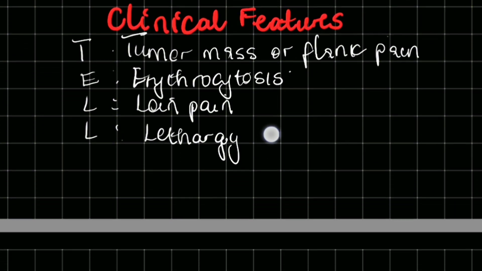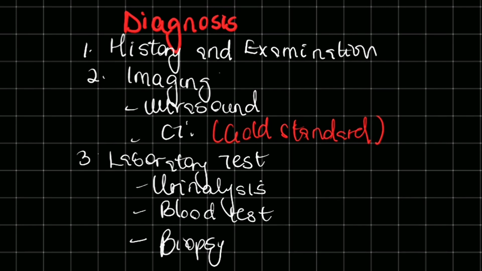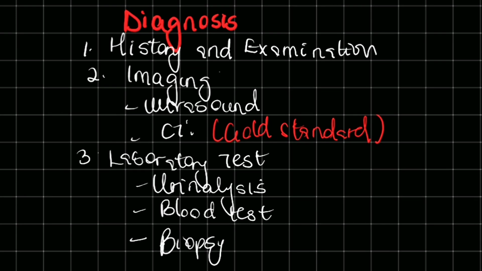Now we are going to be moving on to the diagnosis. For the diagnosis, we have to follow a systematic approach. The first one is history and examination. Just like we all know, whenever you see a patient, you have to first take a detailed history and examine the patient. In this patient, you're going to look for the classic triad: hematuria, flank pain, and a palpable mass, although this occurs in only 10% of cases. You're also going to assess for systemic symptoms like fever or weight loss.